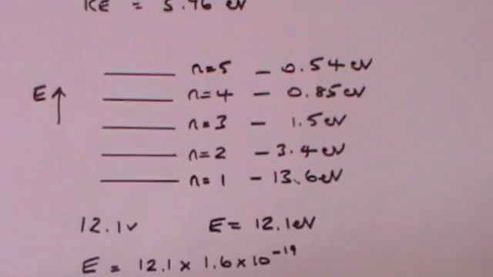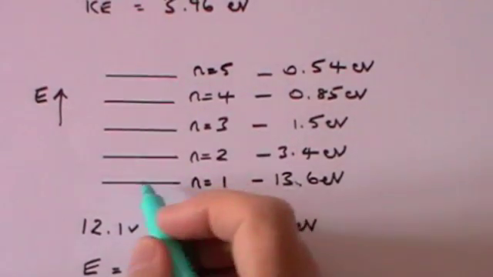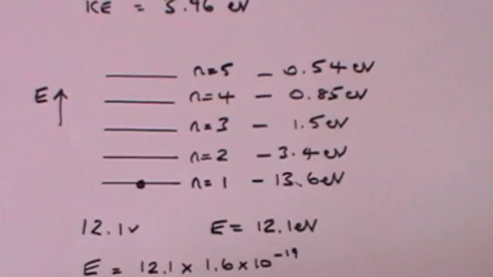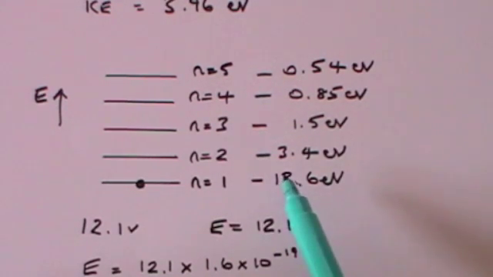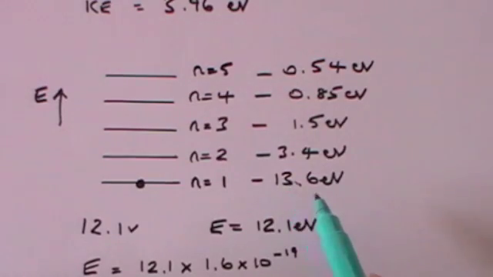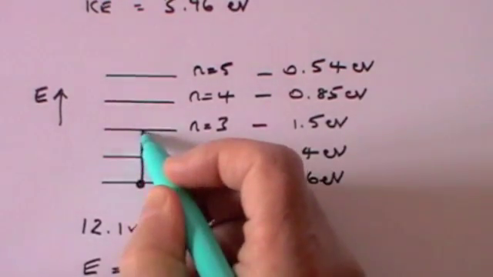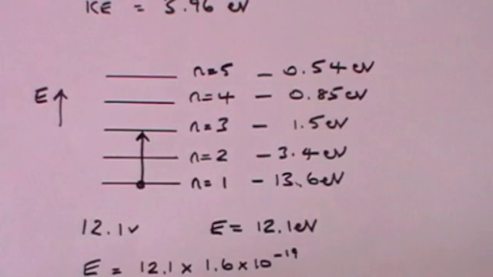The next question is, to what level will the electron, which is initially in the ground state, be promoted if it is given 12.1 electron volts of energy? So it's given plus 12.1 electron volts, and it is at a minus 13.6 electron volts state. So plus 12.1 minus 13.6 is equal to minus 1.5. Consequently, the electron will be promoted to the n equals 3 state.